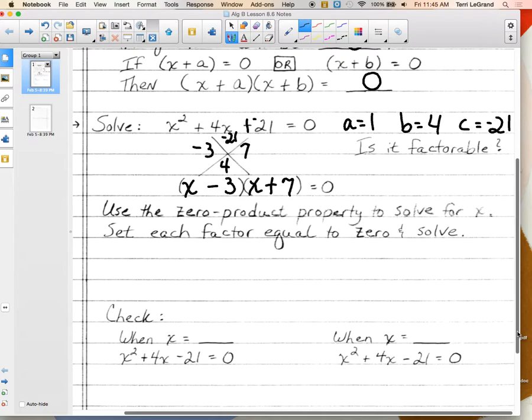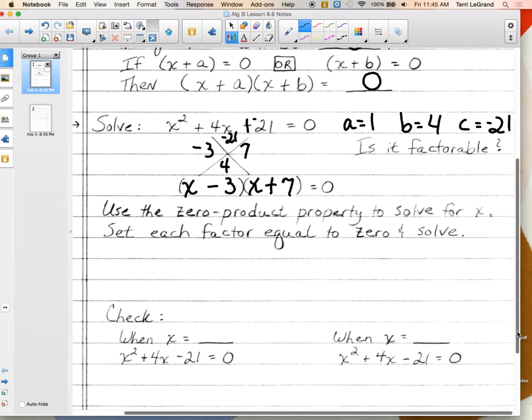Uh-oh, we didn't really learn what I had hoped we learned back in chapter 7. What are the factors of the quadratic x squared plus 4x plus negative 21? In other words, what multiplied by what gets you back to that trinomial? Negative 3 times 7.